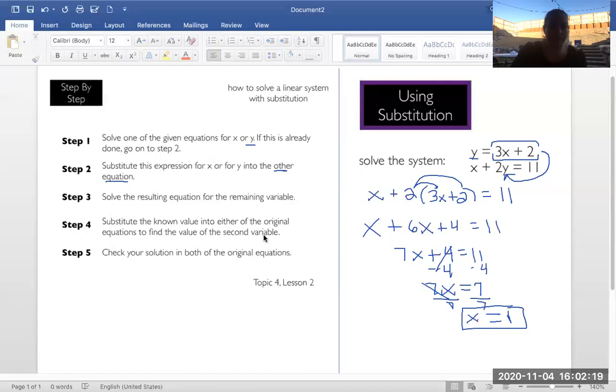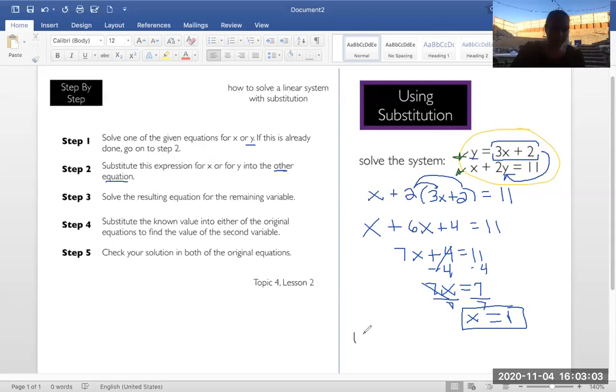Solve the resulting equation for the remaining variable. We've done that. Now we're going to do step 4. Substitute the known value into either of the original equations to find the value of the second variable. What that's saying is we started with these two equations, right? We had these two as the system. Now that we know the value of x, and remember we're solving for the x and y in both that make them both true, it doesn't matter which one we pick. You can choose either one. You can plug it into this one here, or plug it into the first one. I'm just going to use the first one.